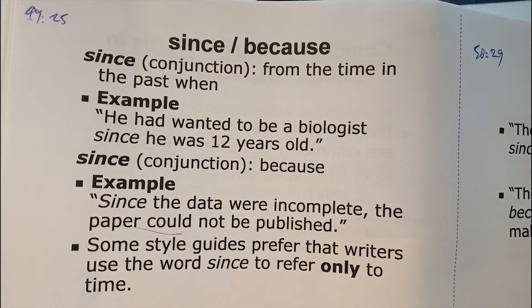So AMA now says only use "since" if you mean time. And if you mean cause, say "because." Never say "since" for cause. "Since the data were incomplete, the paper could not be published." Is it because the data were incomplete or since the time when the data were incomplete? I don't know. So if it's time, "since" is correct. But if you mean because, then say "because the data were incomplete."